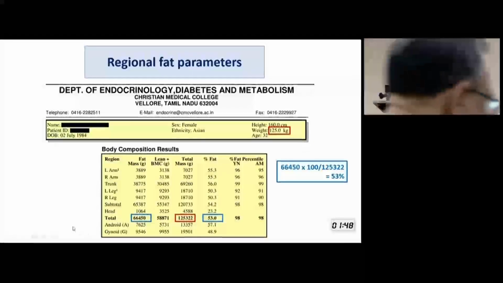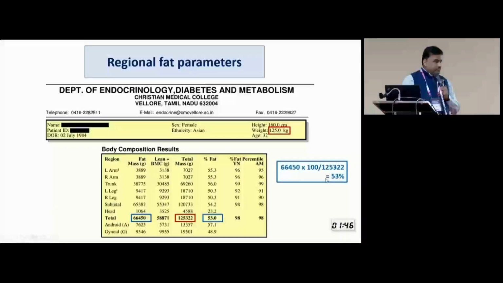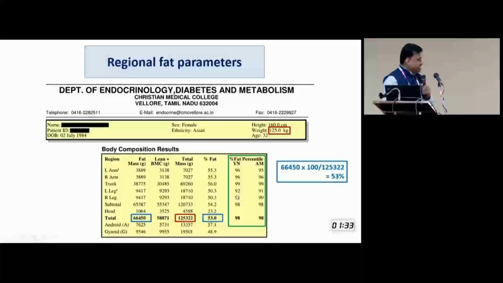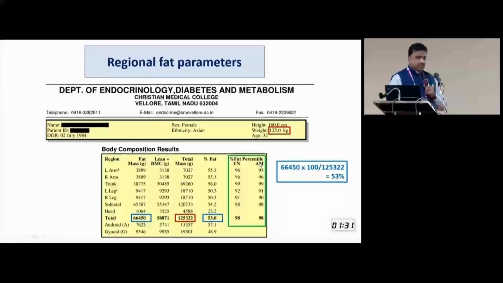divided by the total mass in grams. And if you do a percentage, it's 53%. This was the percentage that we had seen of the total body fat. Now, when you talk of regional fat parameters, there are two columns here. One is mentioned as YN, the other is mentioned as AM.